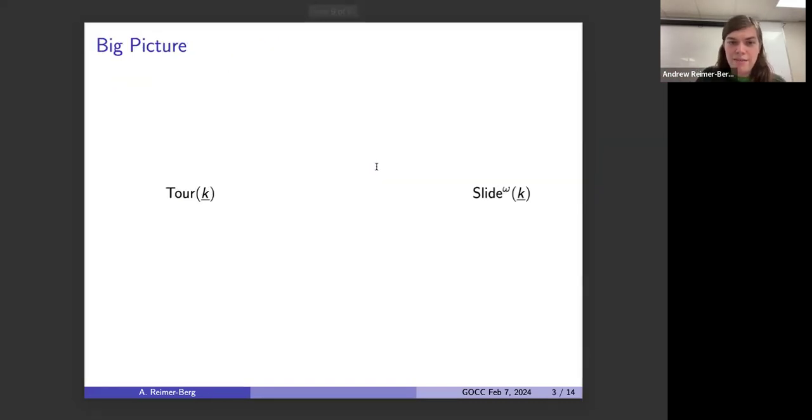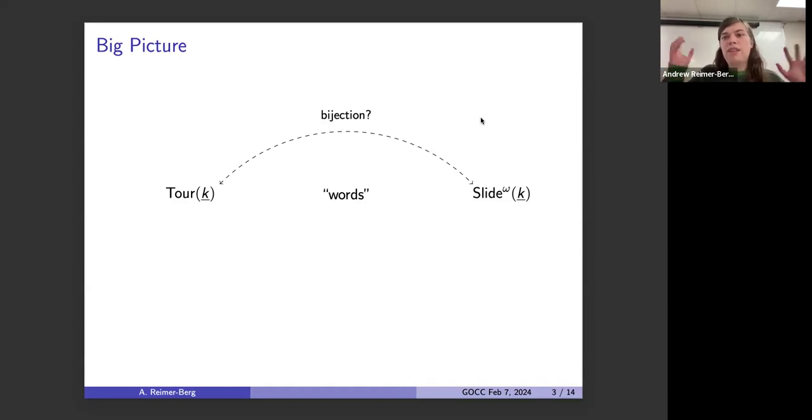Okay, so big picture, we have this set tournament of k, we have the set slide k. We want to find a bijection between them. The intermediary object we'll be using to build this bijection is going to be some set of words. I have that in quotation marks because I haven't really said which set of words it is. There are a lot of different sets of words, and it's going to depend on what our composition k is, so it's potentially going to be complicated. For example, if k is all ones, which is a case I'll talk more about later, then words really means permutations on n.